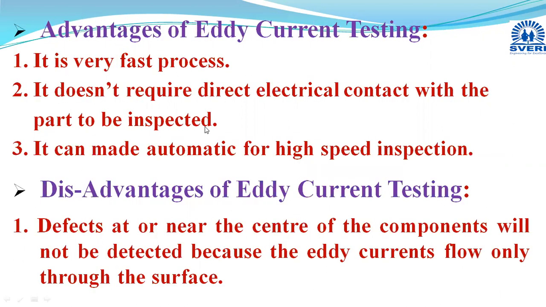Then the advantages and disadvantages of this eddy current testing method will be like this. So this eddy current testing method is a very rapid and very fast method of detecting flaws or defects. Then it does not require direct electrical contact. Okay, here direct electrical contact is not required to the part in which we want to determine the defect. Then we can do automation in this eddy current testing method, so that we can do the inspection with rapid speed or high speed. These are the advantages of this method.